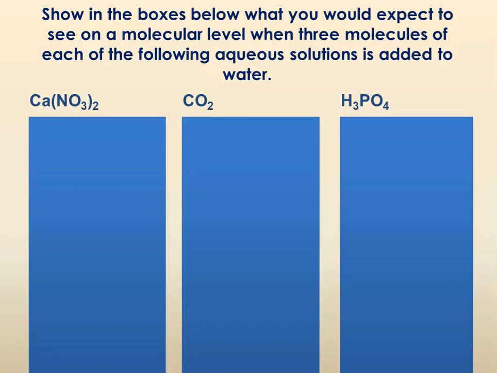And then our final example with electrolytes, show in the boxes below what you would expect to see on a molecular level when you have 3 molecules of each of the following, and these are all in aqueous solution. So we just need to determine whether they are strong, weak, or non. We don't have to worry about states this time. What would happen when they're added to water?